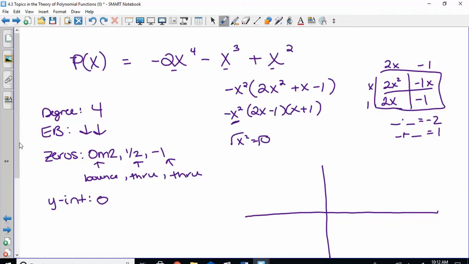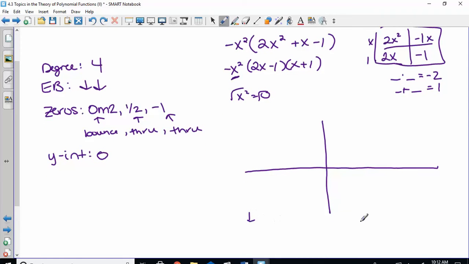Now we can graph. End behavior is down, down, both ends point down. We hit the axis at 0, positive 1/2, and negative 1. Hit the y-axis at 0, so we already have a point there, we're good. It's down, so since it's down, down, it starts from the bottom.